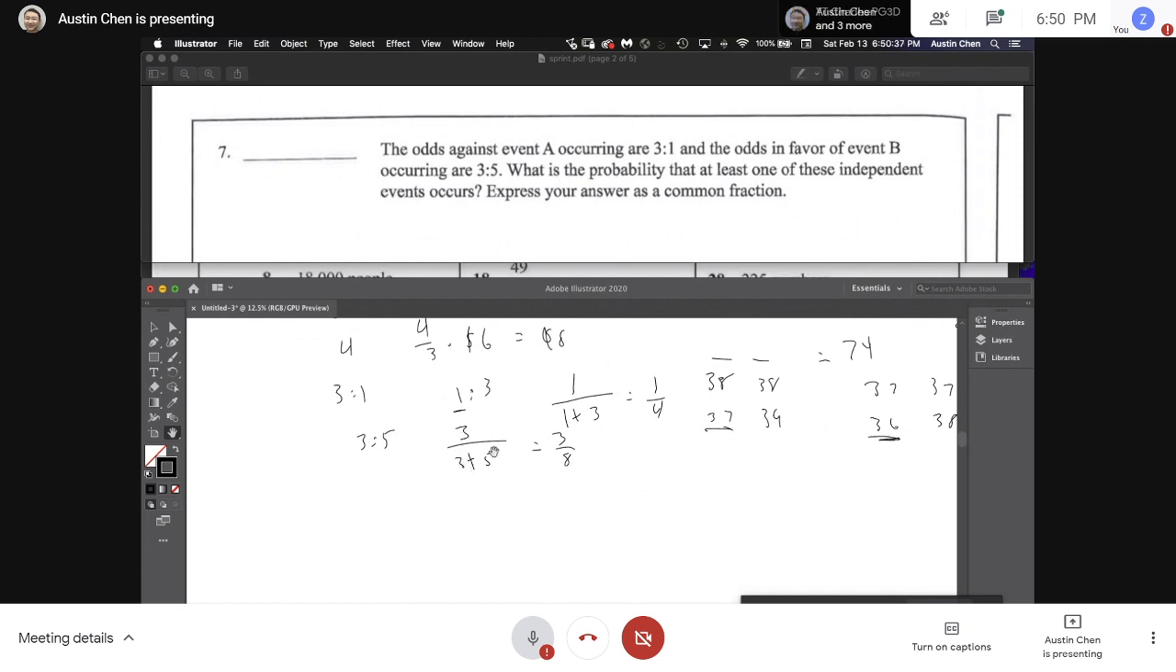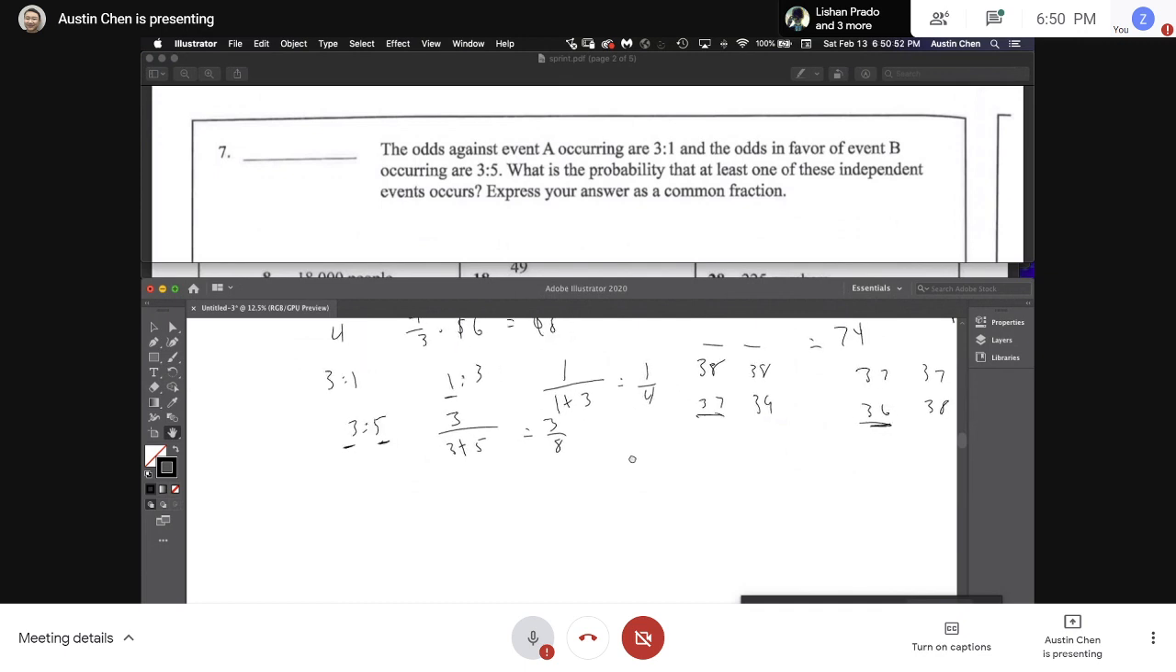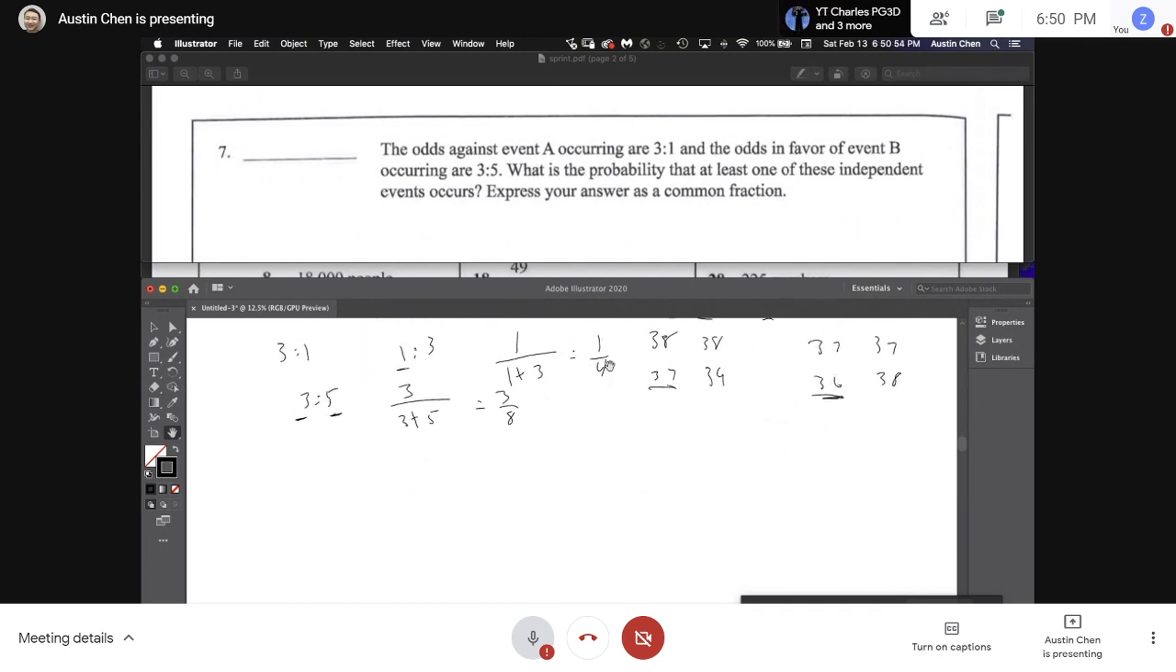And you can just derive this from thinking of how odds work, right? So odds is always like this is you're in favor of B, and this is you're against B. And if you add them, you just get the total portion. Okay, so then our probability of A is 1/4, our probability of B is 3/8. And now we just want to find what is the probability that at least one of these independent events occurs.